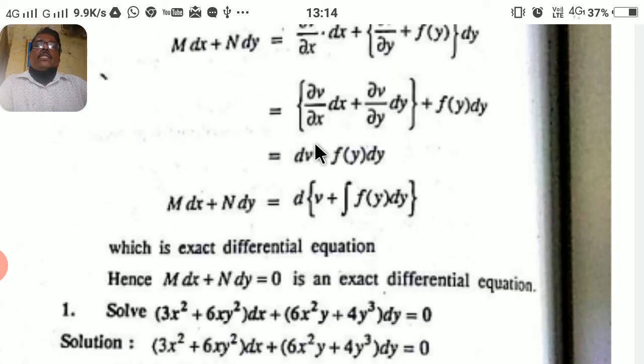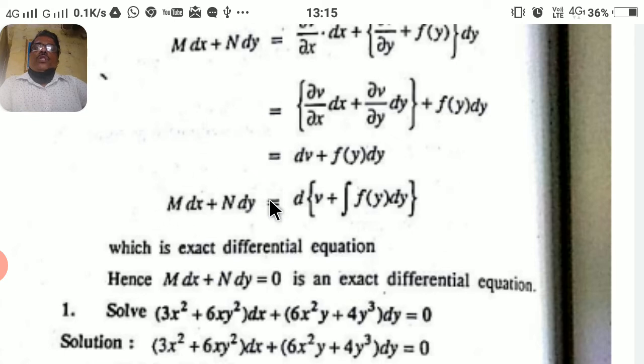dv plus, now f of y dy can be written as d of the integral of f of y dy, correct? Because differentiation and integration cancel, f of y dy is the same as d of the integral of f of y dy. So taking d common, we get d of v plus the integral of f of y dy, right?